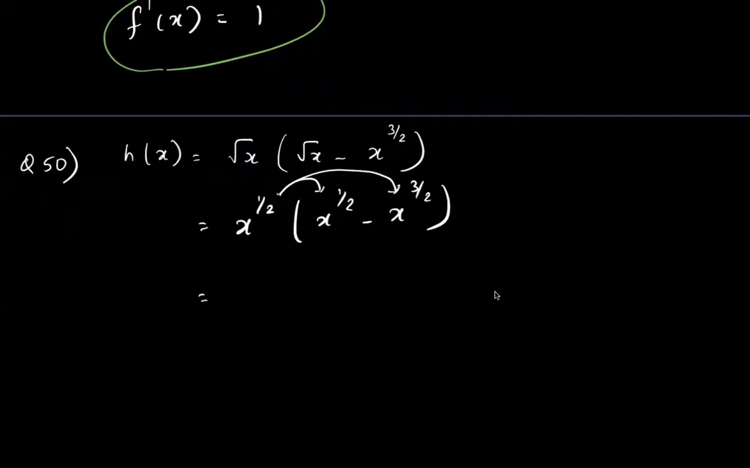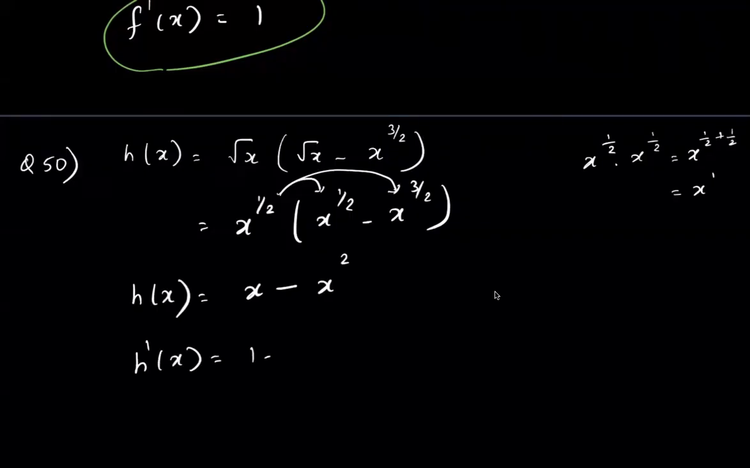X to the power of 1 half times x to the power of 1 half is x to the power of half plus half, which is just x to the power of 1, right? So this becomes x minus 3 halves plus half is 4 halves, which is 2. So this becomes this. So this is your original function. So when you distribute it, this is what it becomes. And then you take the derivative, and the derivative is 1 minus 2x.